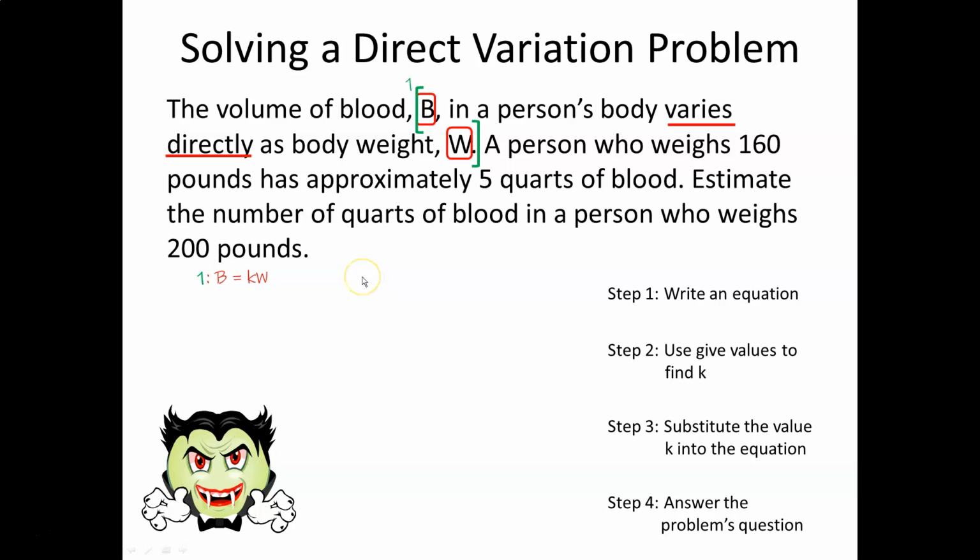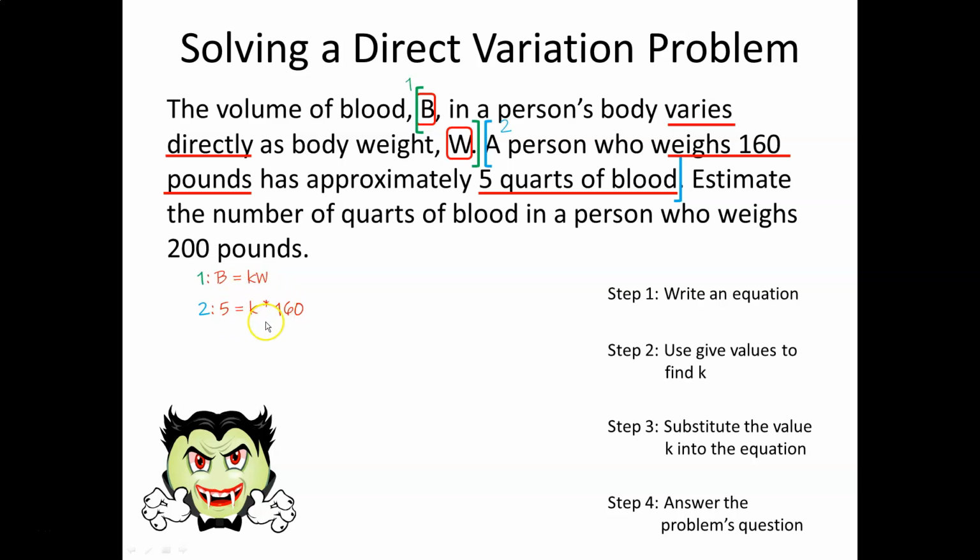Step 1 is done. Step 2 is going to be in this next sentence, right after the sentence that says varies directly. We have a person who weighs 160 pounds has approximately 5 quarts of blood. So it says use given values to find k. Well, there's k, and in this sentence, we have a body weight and an amount of blood. So we plug those in. The amount of blood is 5, and the body weight is 160. So we have everything but k.